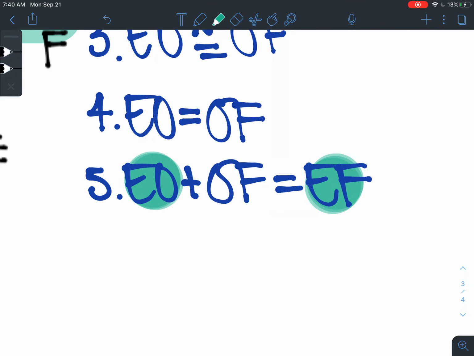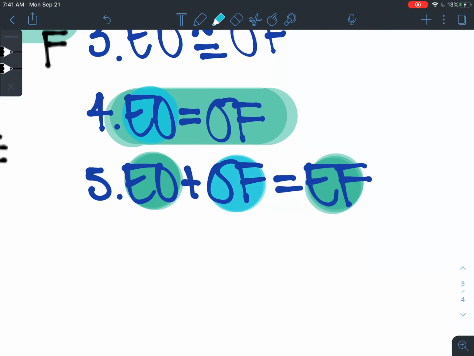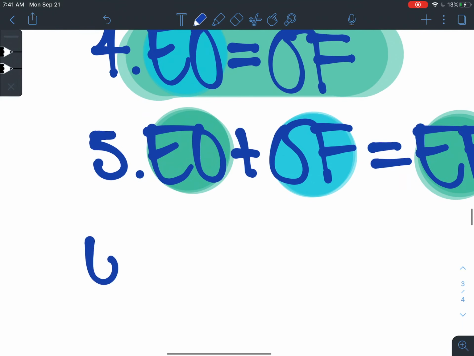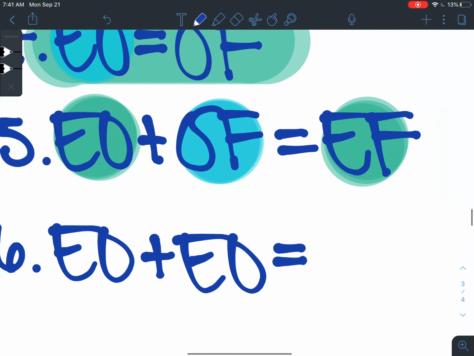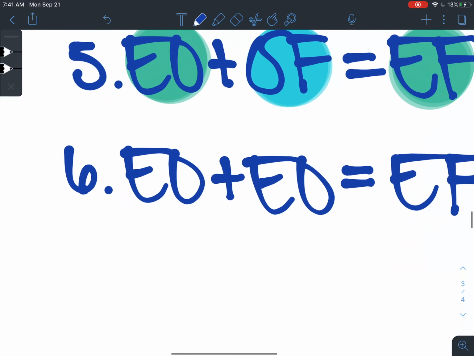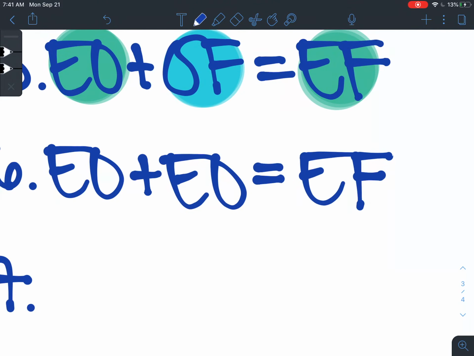I have EO, I have EF, but I have this OF, all right? That's kind of halting me. So I want you to look up here. What do we know about EO and OF? Well, we know that they're equal. So couldn't I technically take EO and plug it into that OF right there? All right, which is exactly what I'm going to do. So I'm going to now do EO plus EO equals EF.